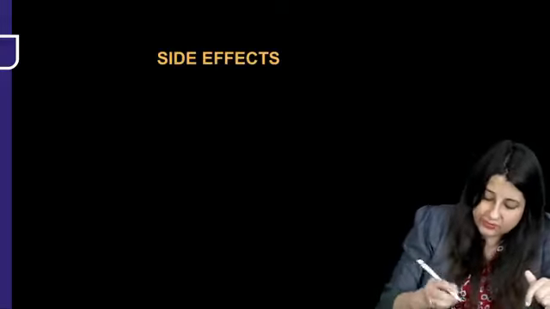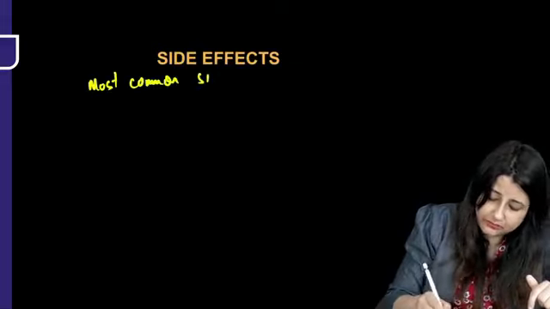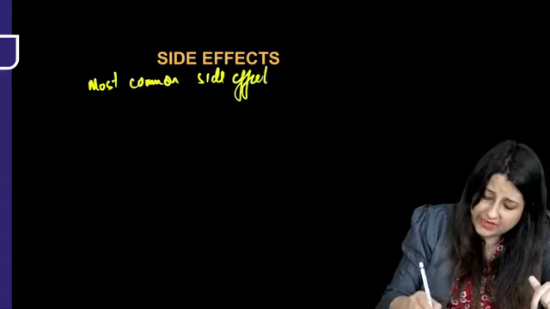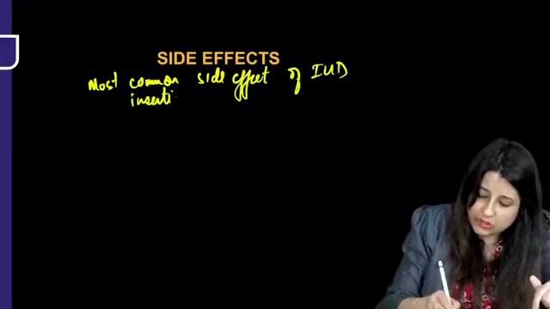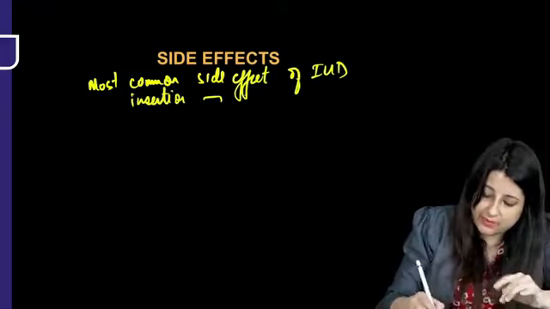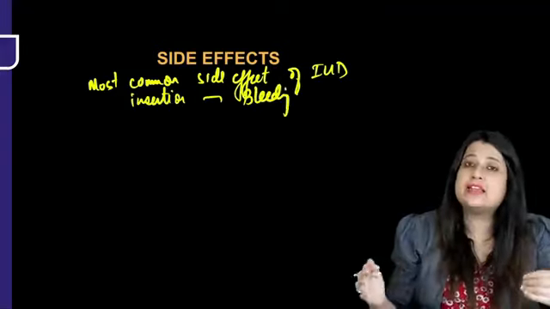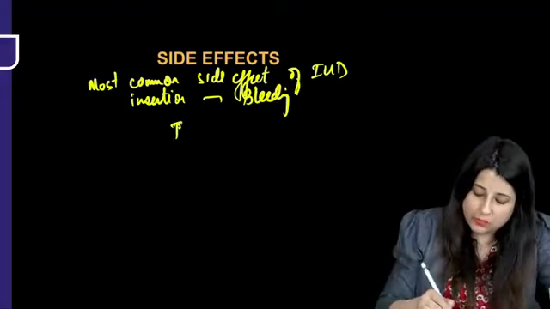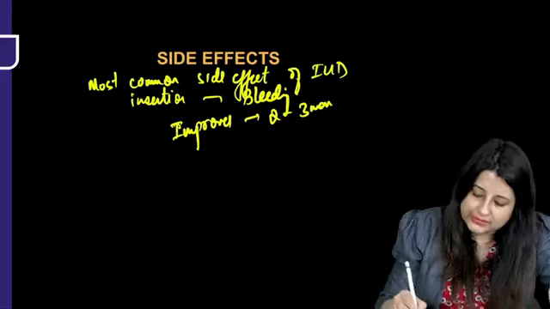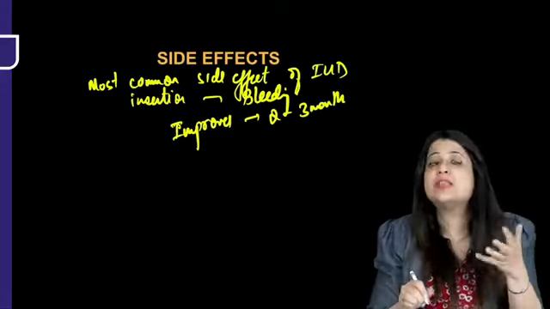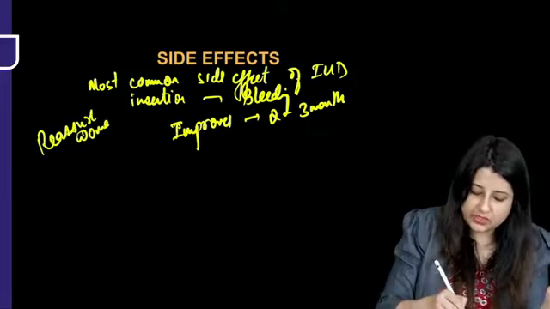Now, in side effects, you are technically asked, what is the most common side effect of IUD insertion, everybody? This question definitely comes. The most common side effect of IUD insertion, everybody, is bleeding. Okay, that is the most common side effect. But again, it is kind of physiological bleeding which improves over a period of 2 to 3 months. Therefore, all we need to do, guys, is reassure the woman, and if required, put her on iron tablets.